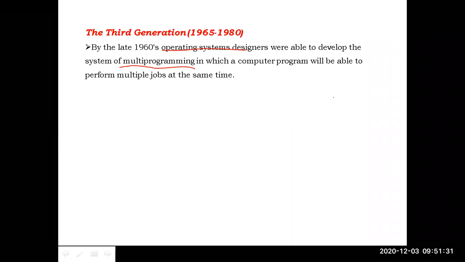See, when we come to the third generation, the operating system was so much changed that the OS is able to handle multiple jobs at the same time. The OS is capable of multi-programming. The second generation operating system can accept one job at a time. But when we come to the third generation, the same operating system is able to accept multiple jobs at a time. The operating system was so much developed that the OS used in the third generation computers is able to handle multiple jobs at the same time.